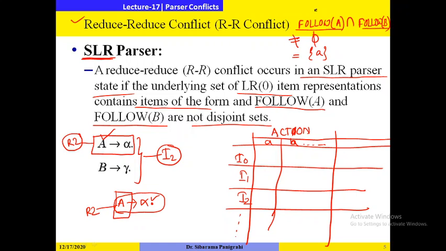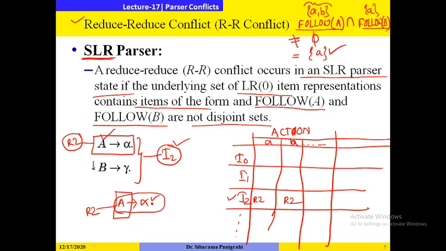Let us assume that follow of A is AB and follow of B is A. So in this scenario, follow of A intersection follow of B, what will you get? You will get A. So under the I2 row, what is follow of A? Follow of A is AB. So under A column you will write R2, and let's say this is B column, here I will write R2.